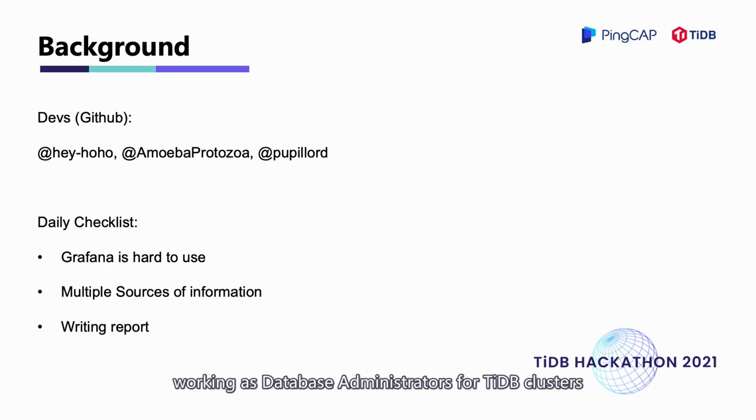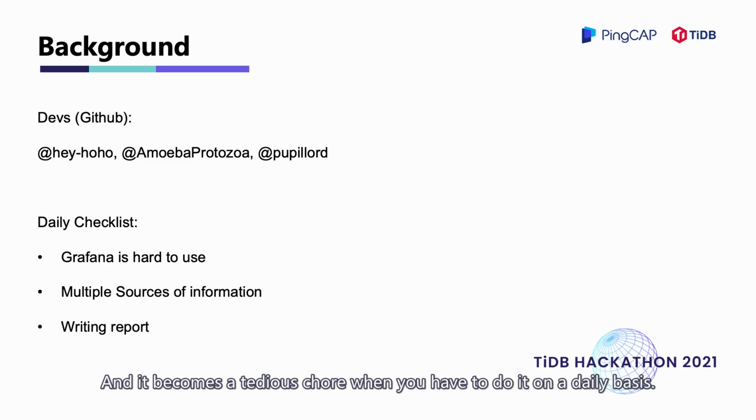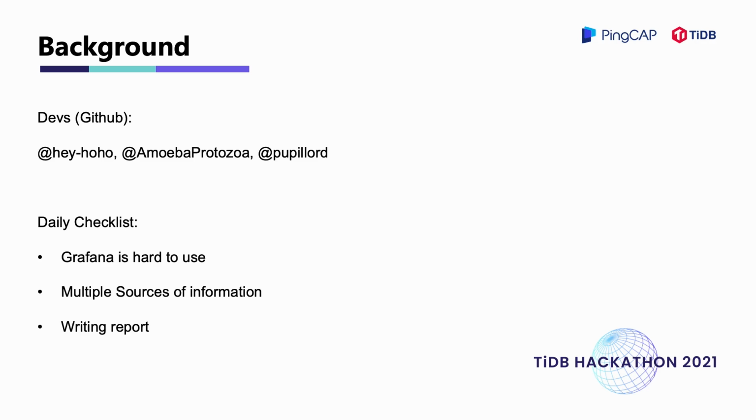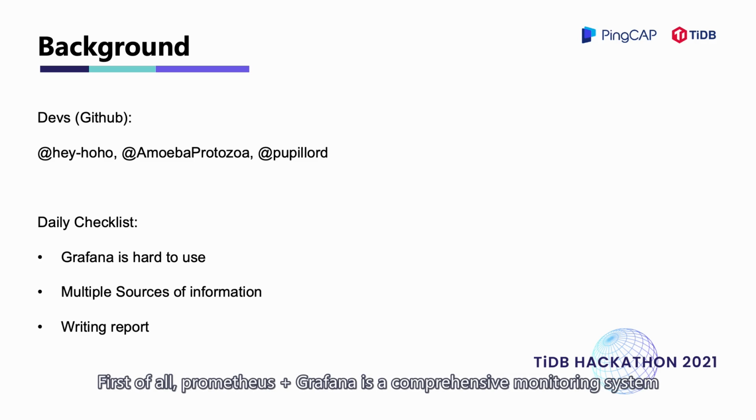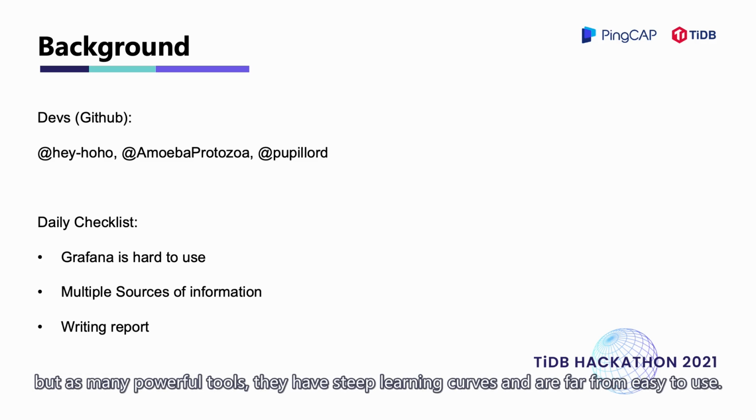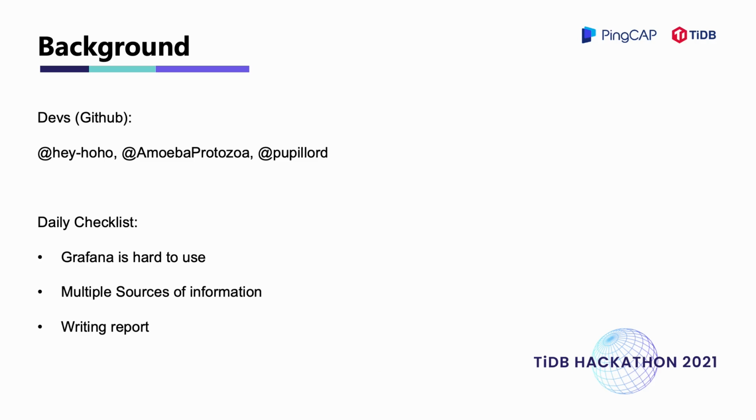for TiDB clusters. One common gripe of ours is that as powerful as TiDB is, performing routine database checks on it is not easy, and it becomes a tedious chore when you have to do it on a daily basis. We conclude a few reasons. First of all, Prometheus plus Grafana is a comprehensive monitoring system, but like many powerful tools, they have steep learning curves and are far from easy to use.